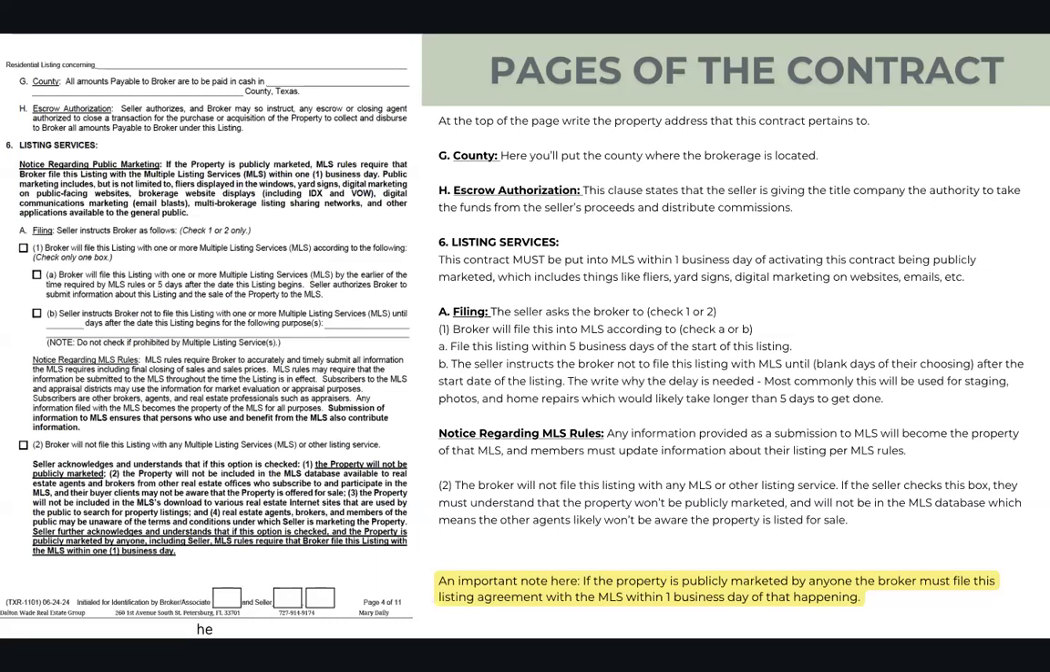And an important note is that if the property is publicly marketed by anyone, the broker has to file the listing agreement with the MLS within 1 business day of that happening. So what that means is that if the second option is checked, in which the seller does not want their listing on MLS, if any other agent accidentally makes it public knowledge that this listing is for sale, the listing does have to go into MLS.